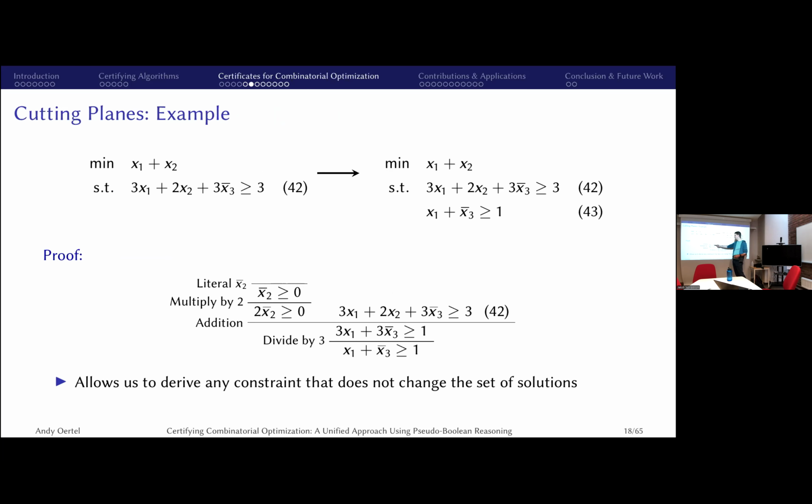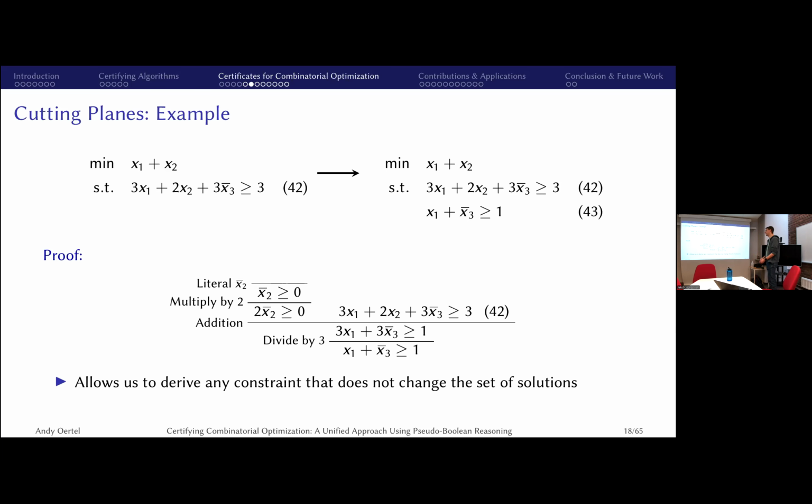This cancels out the variable x2. So we have here 1 minus x2 and x2. This leaves behind a constant 2 on the left-hand side, which we move to the right-hand side. So our right-hand side becomes 1. And then we just divide by 3. And because we round up the right-hand side, this becomes 1.